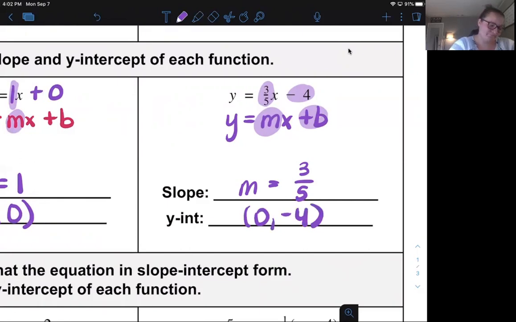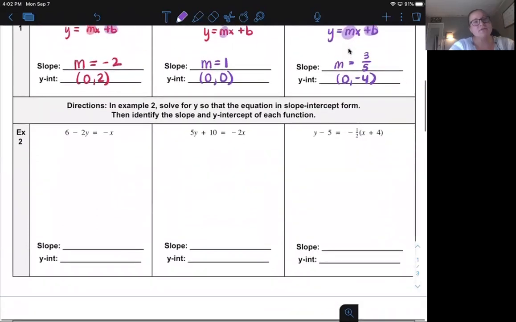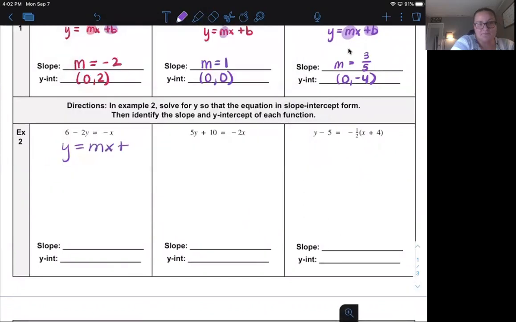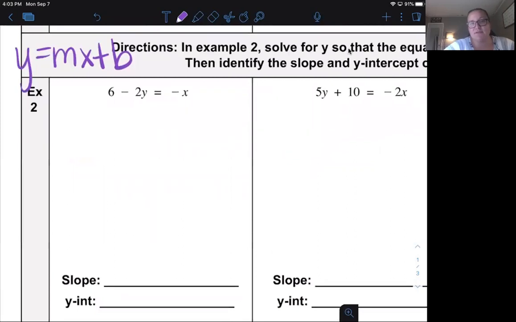And there we go. All right, for the next few examples, we have equations that are not written in slope-intercept form. 6 minus 2y equals -x does not look like y equals mx plus b. So what we're going to do with these three equations is change them. We're going to put them into slope-intercept form. So I'm going to write y equals mx plus b off to the side so I remember what slope-intercept form is. And slope-intercept form has y isolated on one side of the equation. So I want to isolate this y.